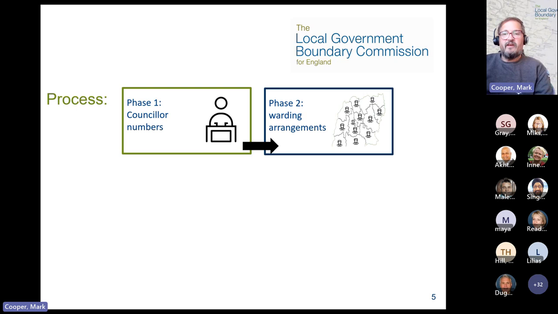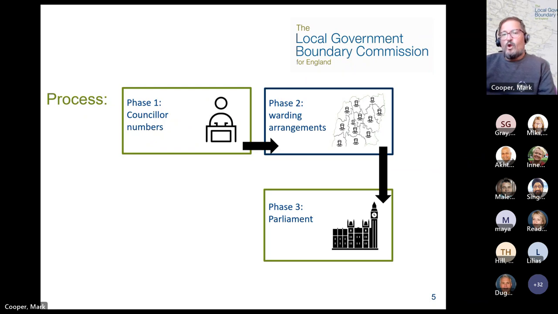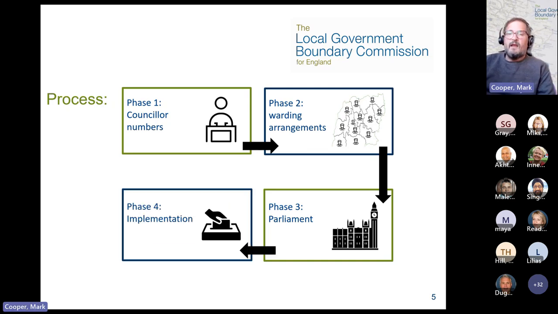Following the council size stage, we then moved into our current phase two of the review, which is what started on Tuesday, and this is the warding arrangements phase. During this stage, we're consulting with the local community, including this meeting, to help us draw up a new set of warding arrangements for the city. Once we've proposed our final recommendations, we then move to the third phase, which is the parliamentary process to make the new arrangements law. And then the final phase is implementation, which refers to the election at which the new wards are used for the first time. As I noted, we're currently in phase two of this process, and I'll talk a bit more about how this stage works, what we're looking for, and how you can get involved.